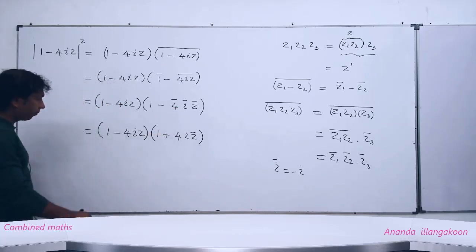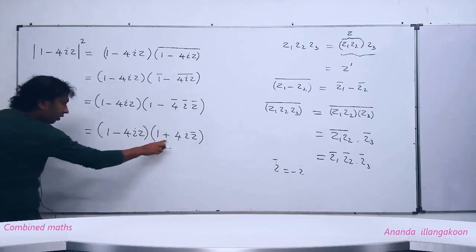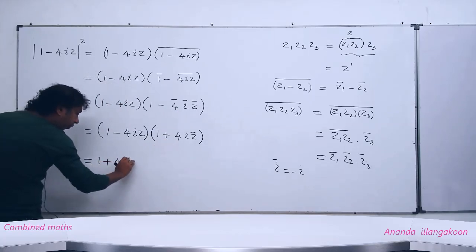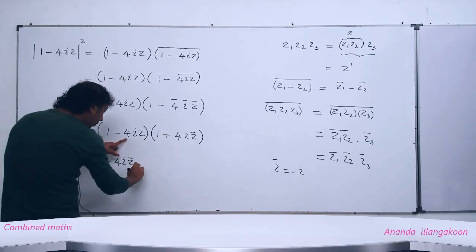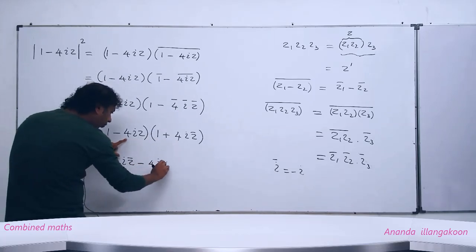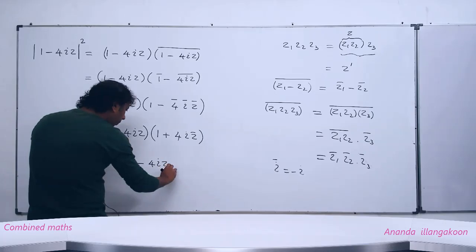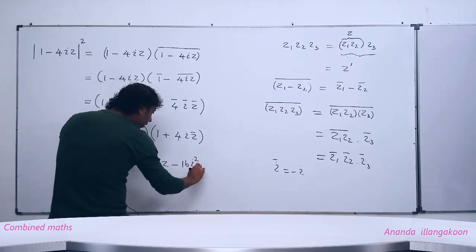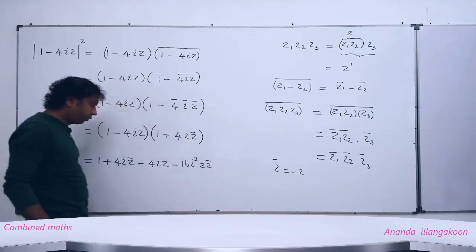Now multiply this by this one. This and this we can multiply, minus 4iz minus 16 i squared z bar. This will be it.